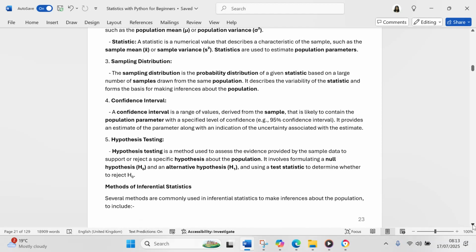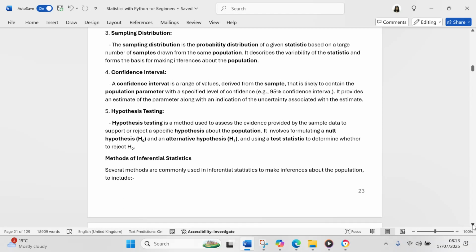Then you've got the sampling distribution. Sampling distribution is the probability distribution of a given statistic based on a large number of samples drawn from the same population. It describes the variability of the statistic and forms the basis for making inferences about the population.